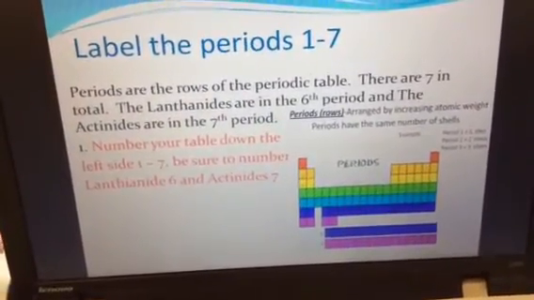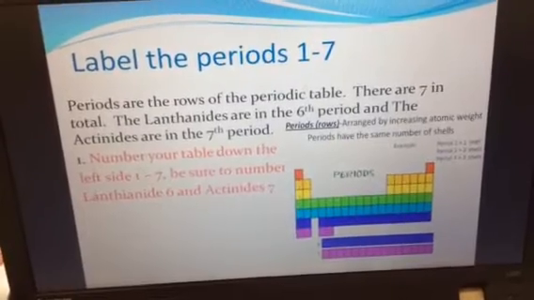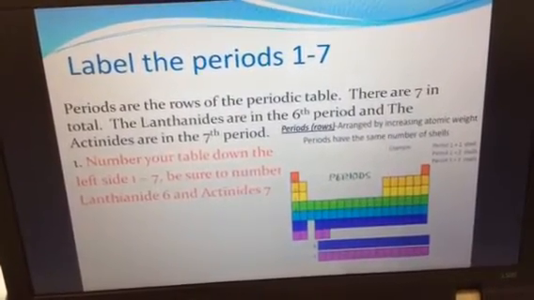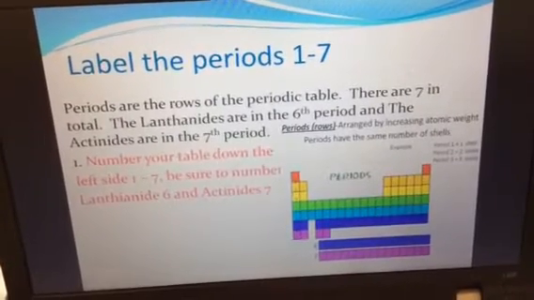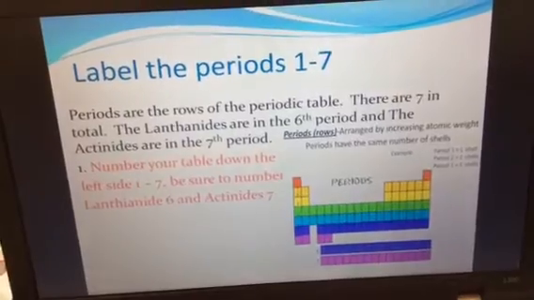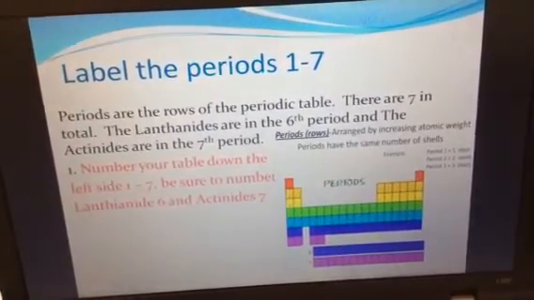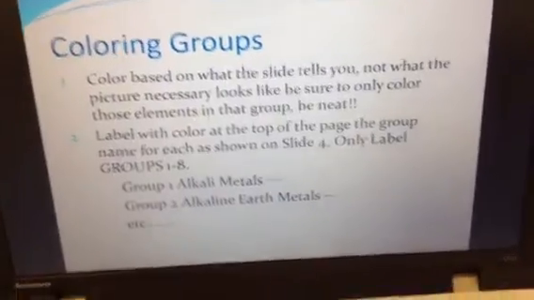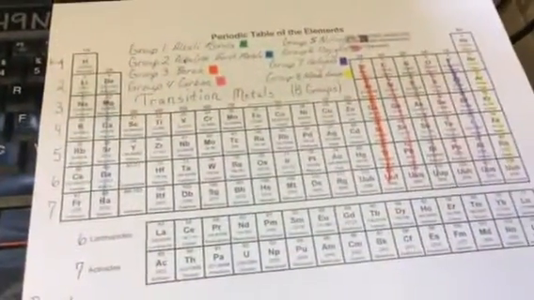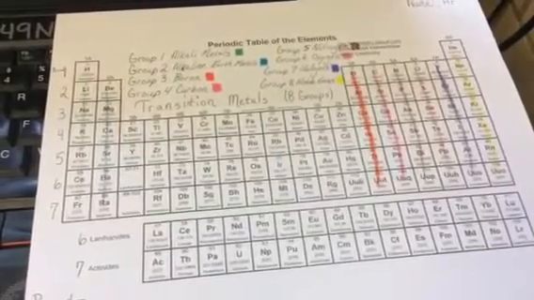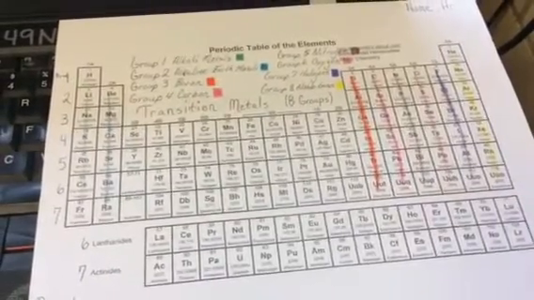You'll notice it says the periods equal the number of shells. So period 1, there's 1 shell. Period 2, there's 2 shells. Period 3, there's 3 shells. That'll be important for tomorrow. So you'll color the groups just like I have on here. The next few slides, it'll tell you how to color them and what color to color them.